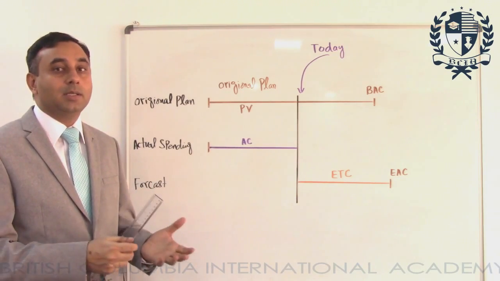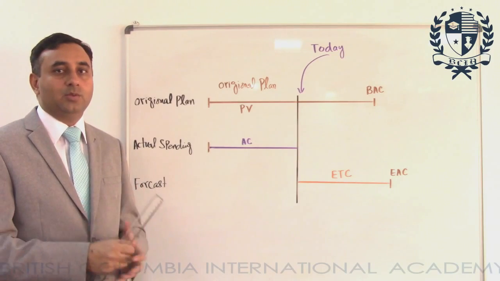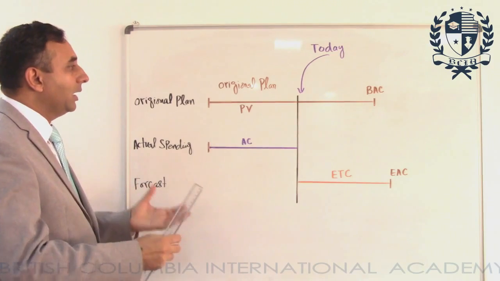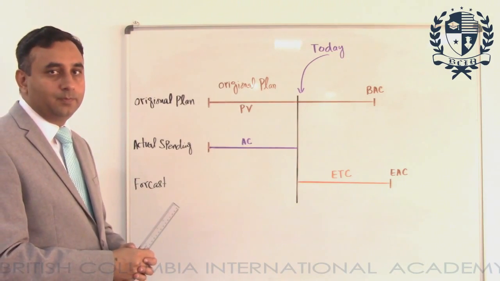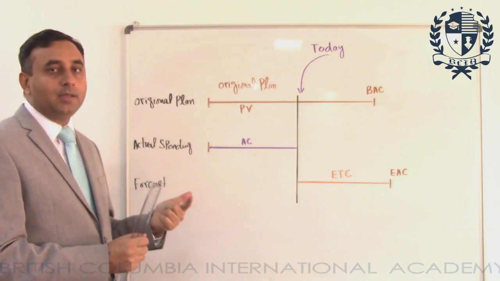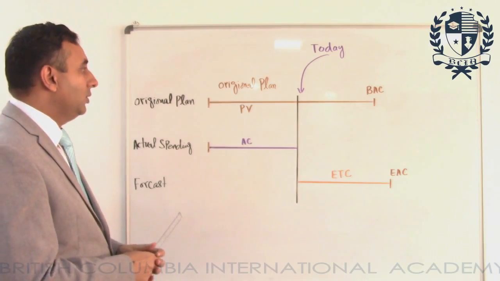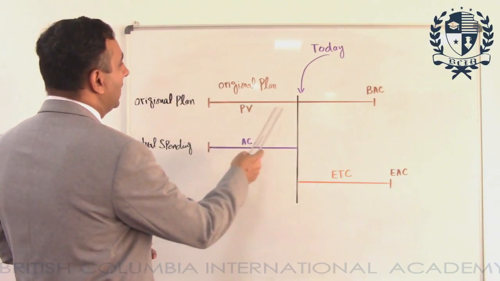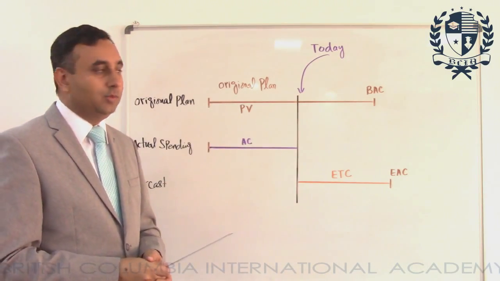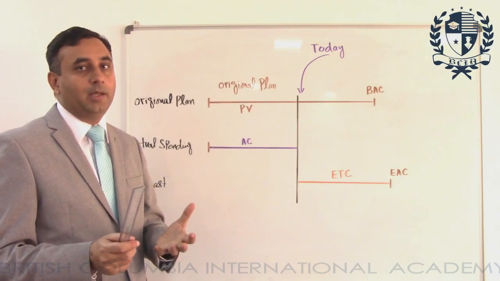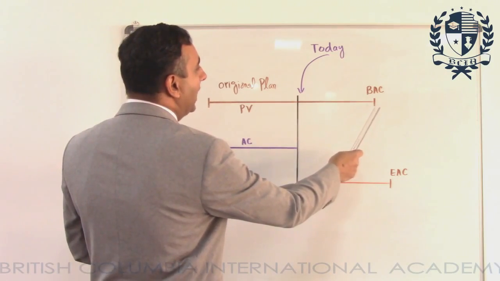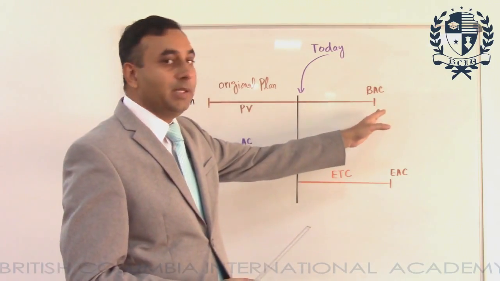So let's discuss how earned value management actually works. Here we have a diagram. This diagram shows us all three things: the original plan, actual spending, and then the forecast. We can see here, this is our original plan, known as planned value. This is what we are supposed to spend, which we have already planned. Similarly, one more important thing is budget at completion. So this is our budget at completion.